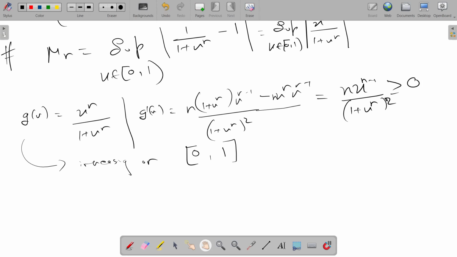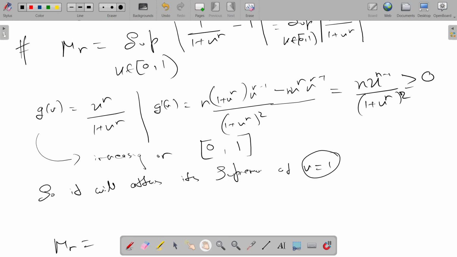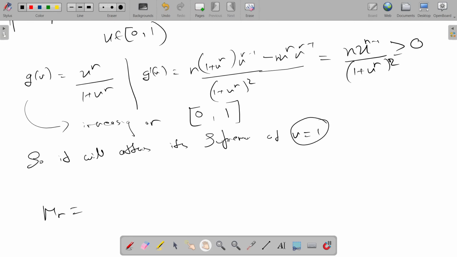Because x is greater than 0, g dash x will be greater than 0. So it will attain its supremum at x equals 1. So our Mn will be 1 by 2. Mn will be half, which implies the limit as n tends to infinity of Mn is half, which is not equal to 0.